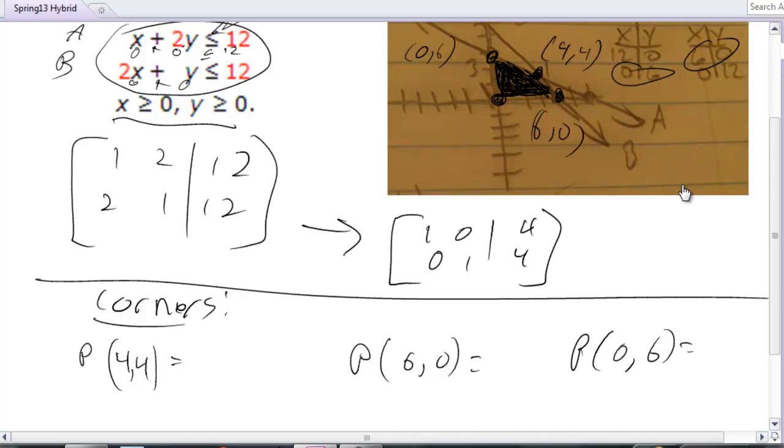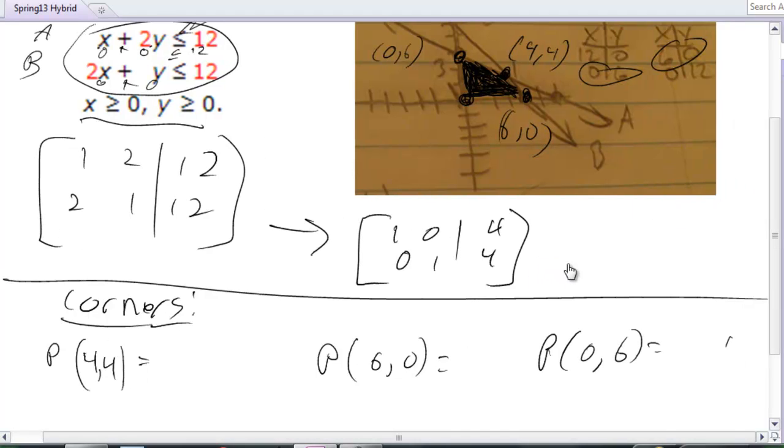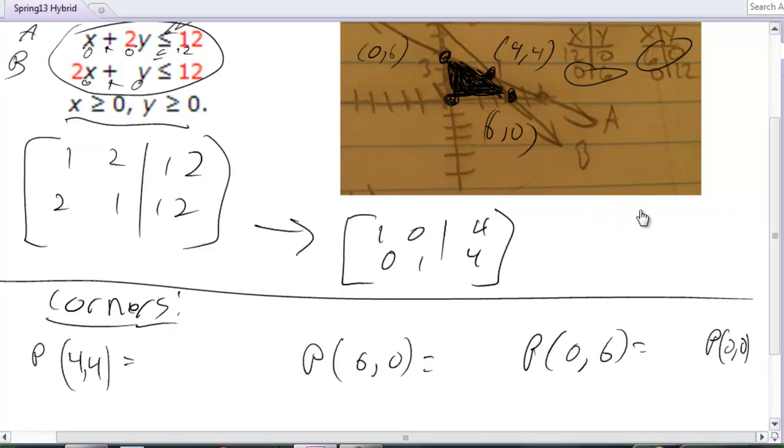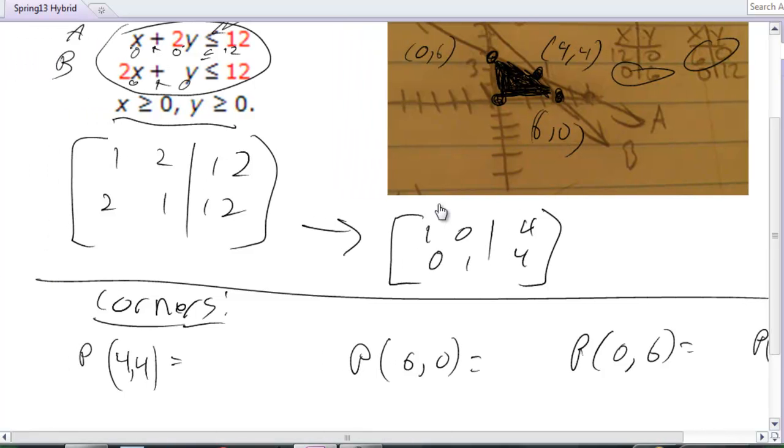For our corners, we need to check literally all 3 corner points. We need to check the 4, 4 corner, the 6, 0 corner, the 0, 6 corner, and really truthfully there is a 4th corner, but it seems silly to even bother checking it because it's 0, 0, and we all know when we substitute that in that we're going to get 0. So that's not going to give us a max. If it was asking for a min, that would be it.